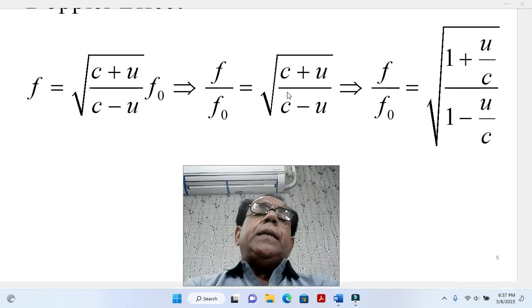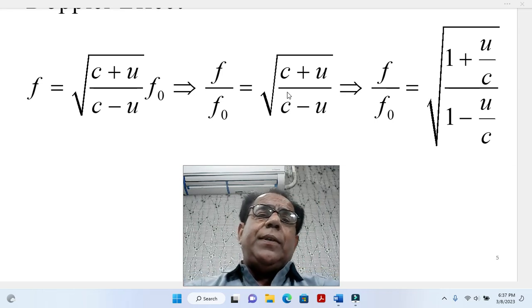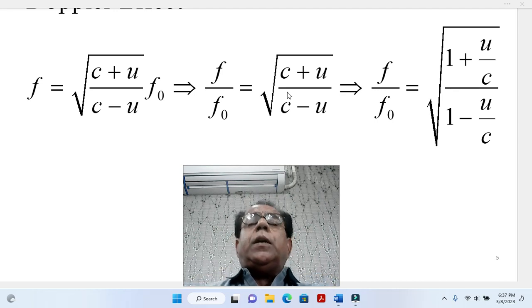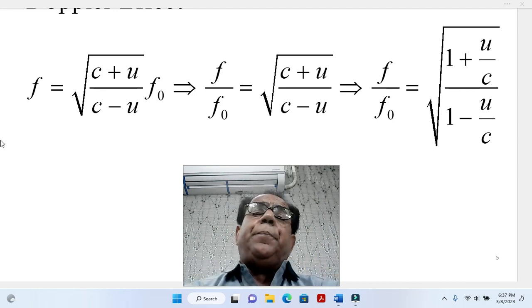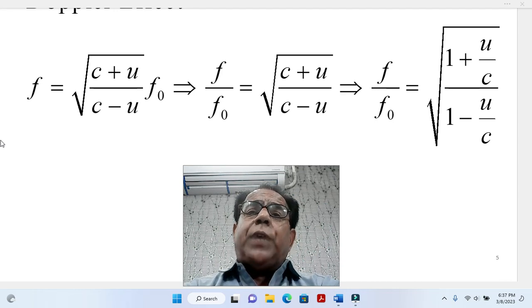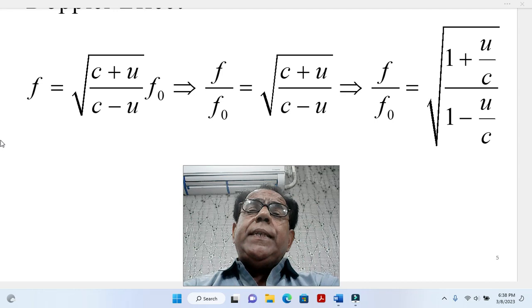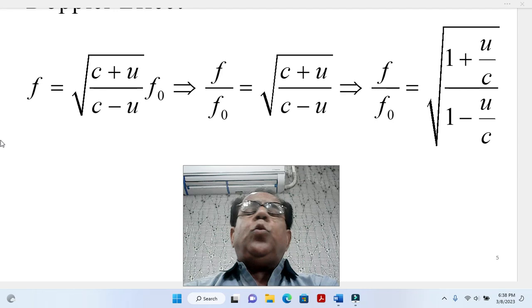Then this implies that if we shift f naught on the other side of the equation, then f over f naught is equal to c plus u over c minus u whole under root. Then this implies that f over f naught is equal to 1 plus u over c over 1 minus u over c. What we have done, within the under root we have divided denominator as well as, no sorry, not divided, multiplied. We have multiplied.